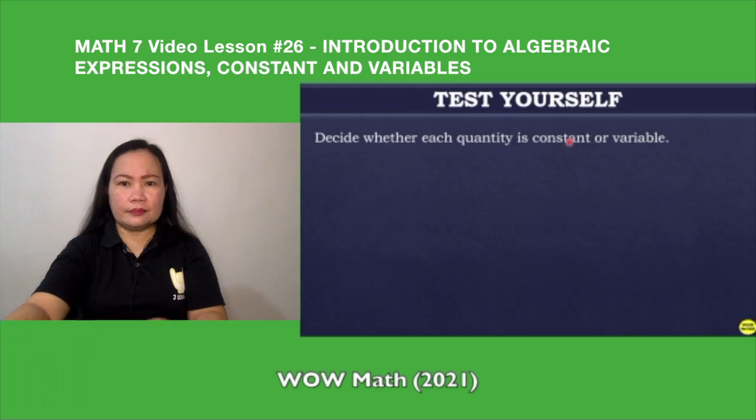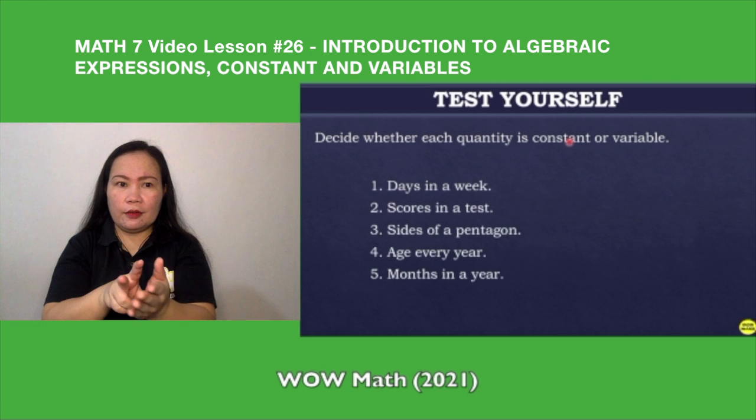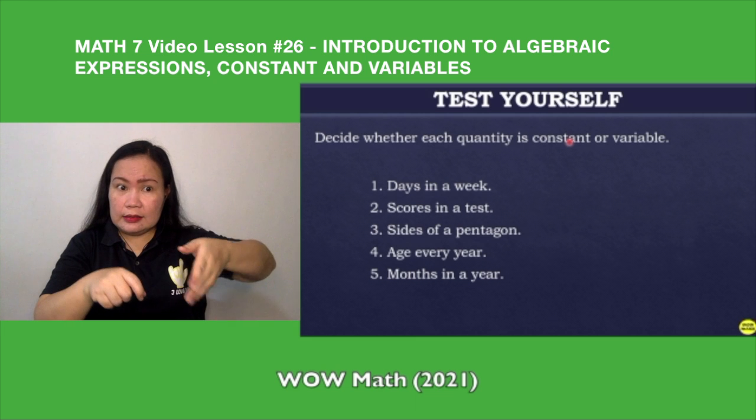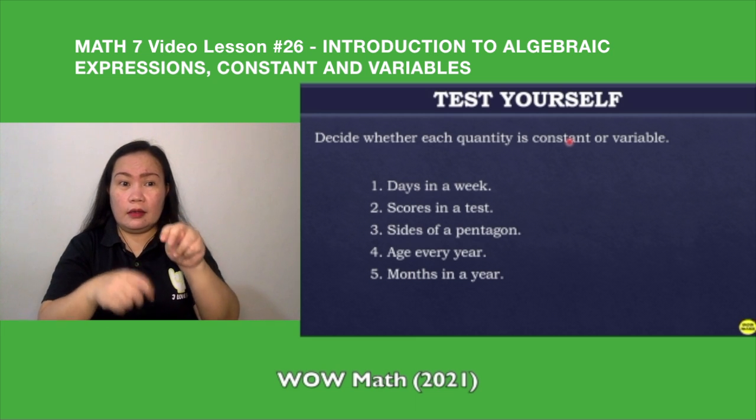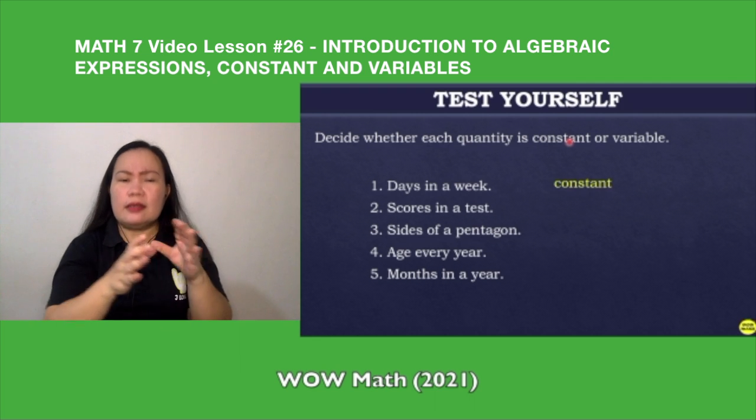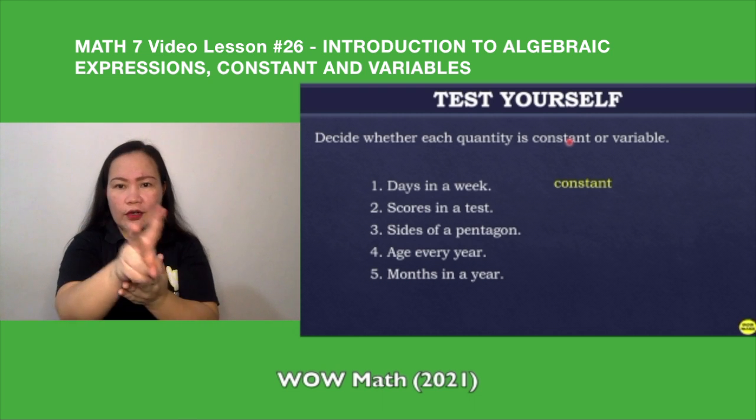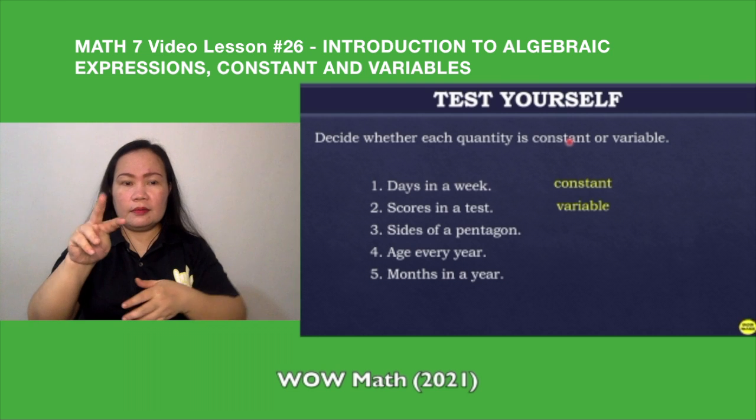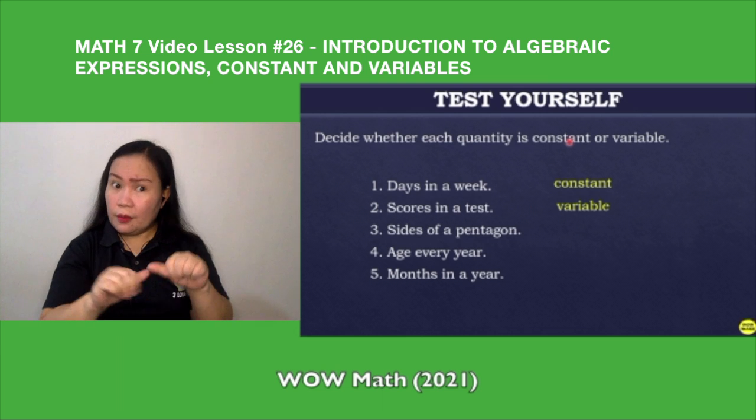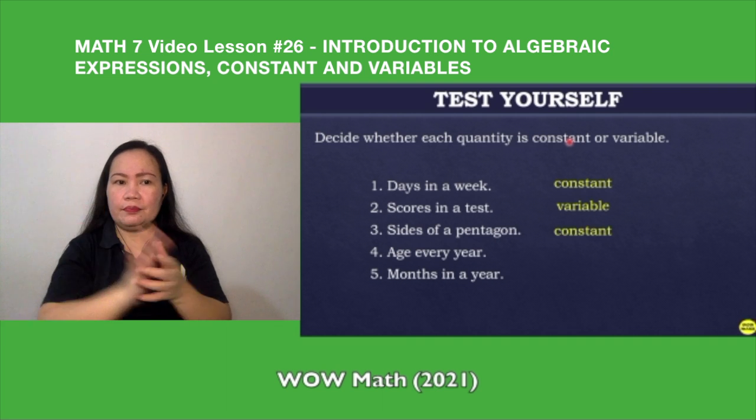Okay, test yourself. Decide whether each quantity is a constant or variable. Days in a week, scores in a test, sides of a pentagon, age every year, months in a year. So days in a week, can we give the fixed value? Yes, so this is a constant. Scores in a test. Lagi bang fix ang scores natin sa test? No, so this is a variable. Sides of a pentagon. How many sides do we have in a pentagon? Okay, it's 5. Pwede ba siya maging 6, 7, 8, 9, 10? No, so this is a constant.